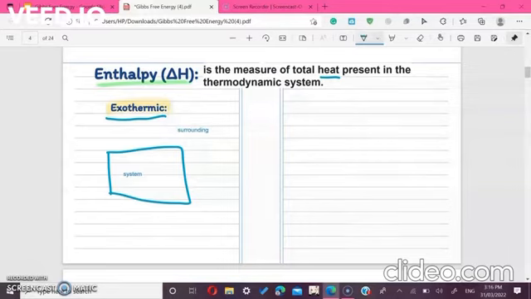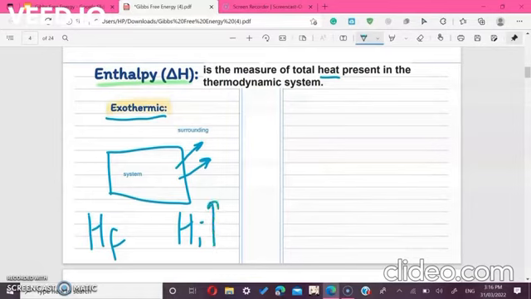In exothermic reactions, the system releases energy. It releases heat, and as a result, the system becomes cooler. Now let's talk about H final and H initial. It started with a lot of energy, but then it released this energy, so it ended up with having less energy than what it started with. So H initial is greater than H final.